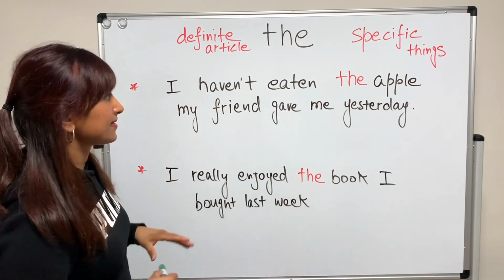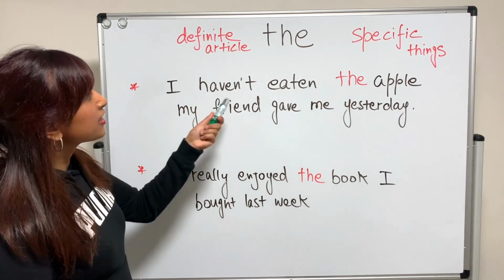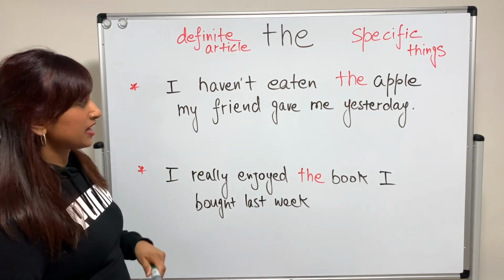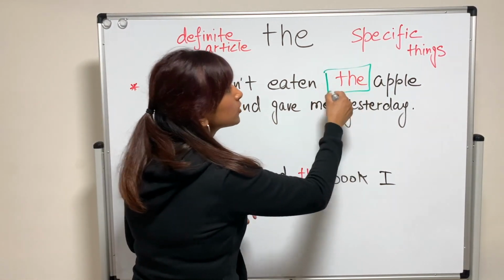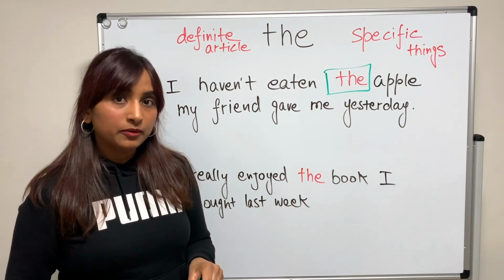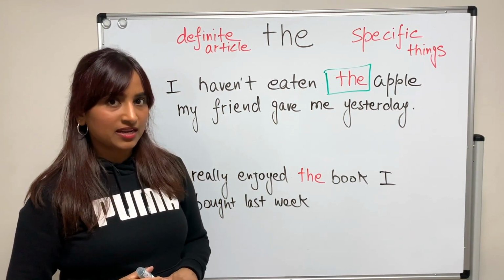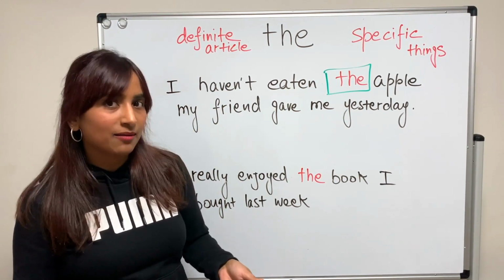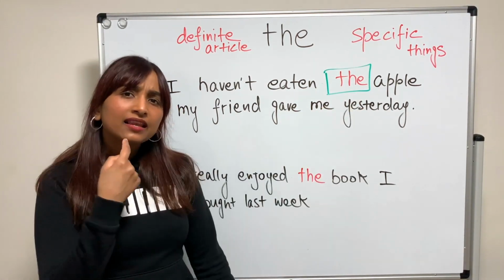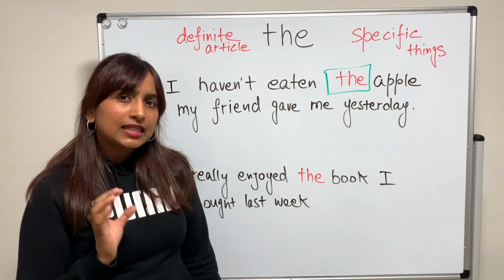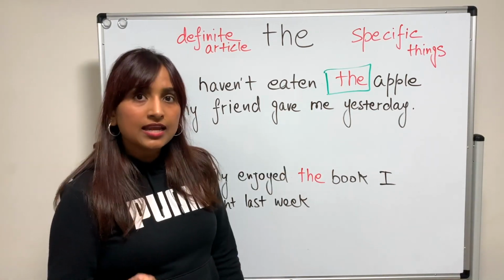Let's look at these two examples here. I haven't eaten the apple my friend gave me yesterday. Now here, I'm talking about a specific apple which my friend gave me. I'm not talking about any apple. So it's going to be the apple. And listen to my pronunciation. This time I'm saying the apple.